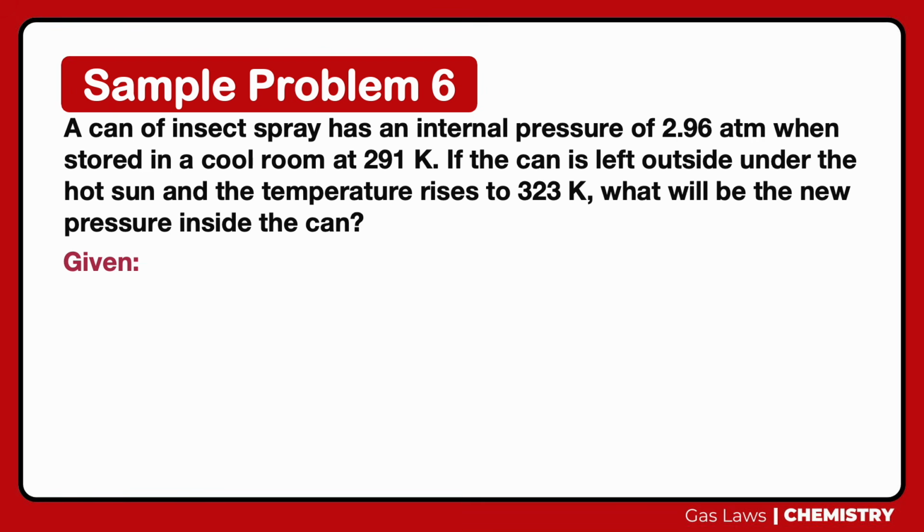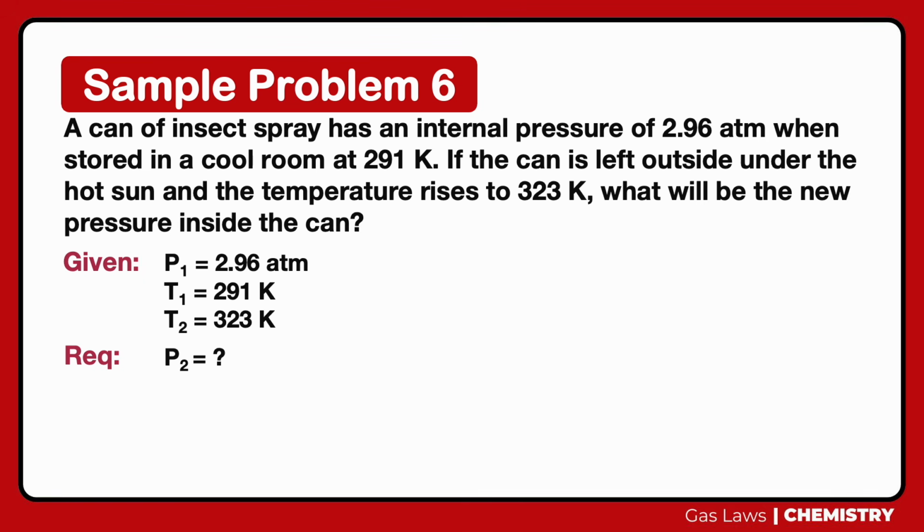Given P sub 1 equals 2.96 atmosphere, T sub 1 equals 291 Kelvin, and T sub 2 equals 323 Kelvin. We are asked to look for the P sub 2 or the final pressure. We still use the Gay-Lussac's law, which is P sub 1 over T sub 1 equals P sub 2 over T sub 2.